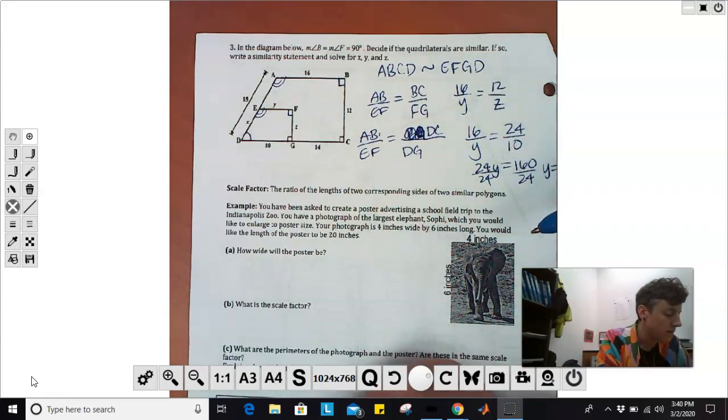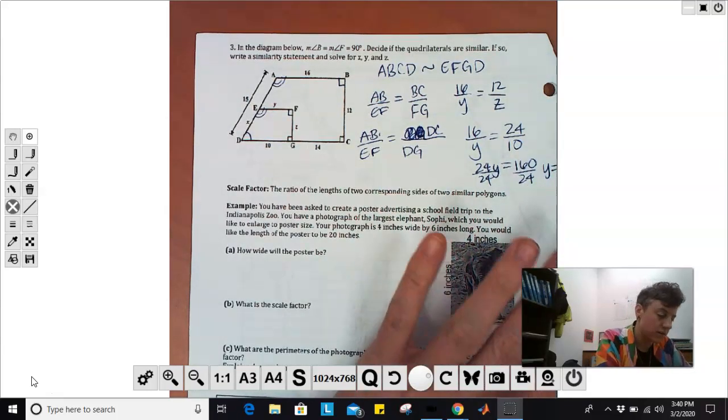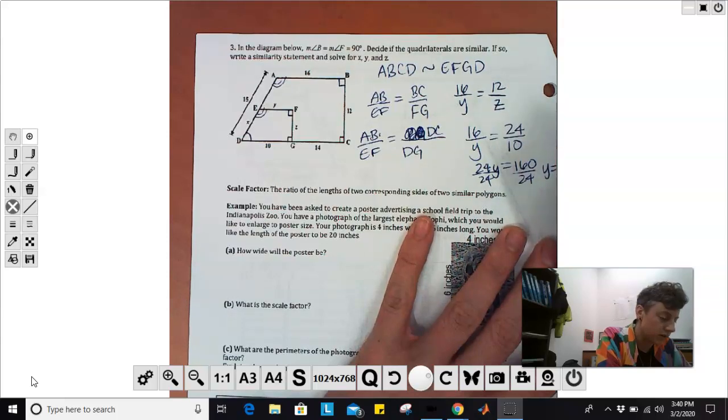It's not a whole number. Is that okay? Yes, it is. 6.7 or 6.6 repeating. That's 6.7. I'm cool with that.